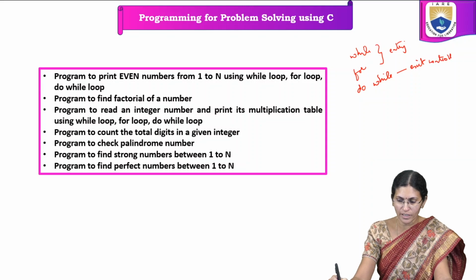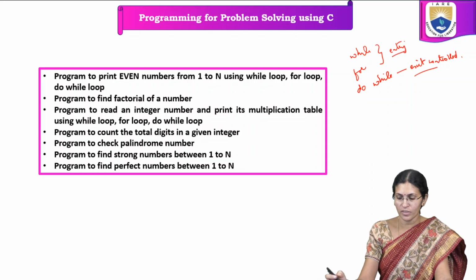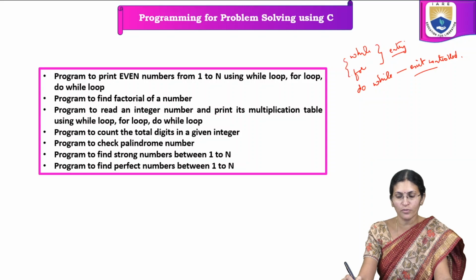Based upon when the condition is checked, loops are classified into these two types, entry controlled and exit controlled. In entry controlled loops, the condition is checked before the evaluation of the statements, and in exit controlled loops, the statement is executed once and after that the condition is checked. We have also seen the syntax and the algorithm flowchart for these three loops. You can go through my previous video lectures regarding loops, where we have discussed in detail.